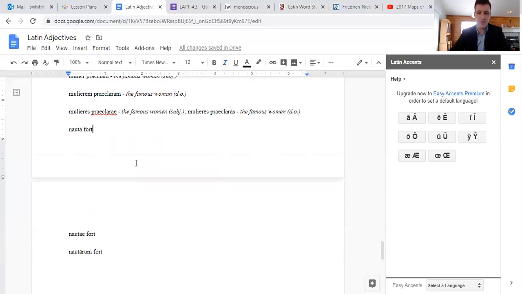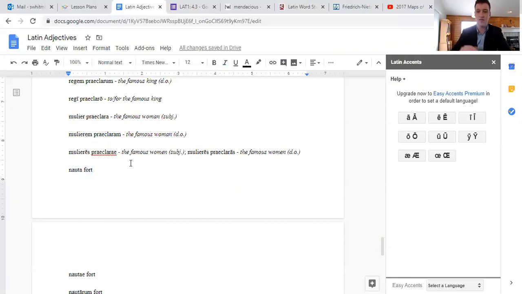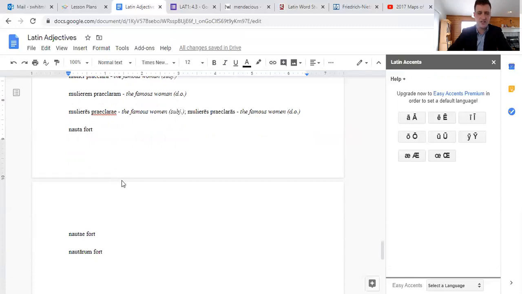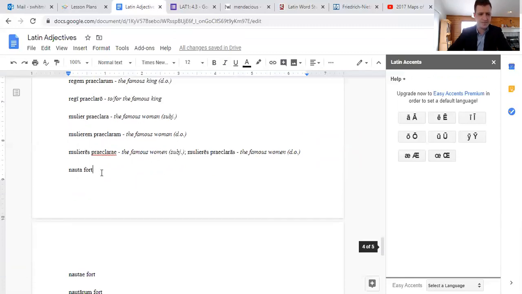Okay, one more noun here. So now we have nauta, which is, those first two were third declension nouns paired with the first, second declension adjective. Now we're going to have a first declension noun paired with fortis, which is a third declension adjective. And it's really important that you get that distinction between first, second declension adjectives on the one hand and third declension adjectives on the other hand, because they're using different endings. Okay, third declension adjectives use third declension endings.